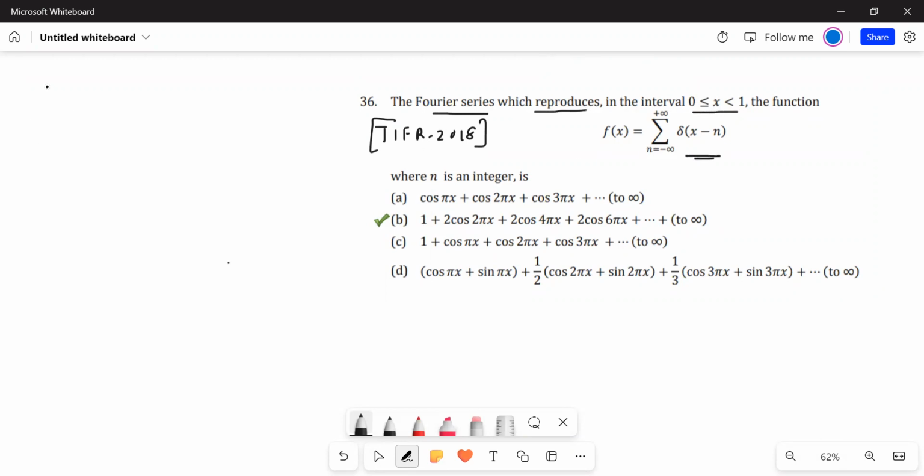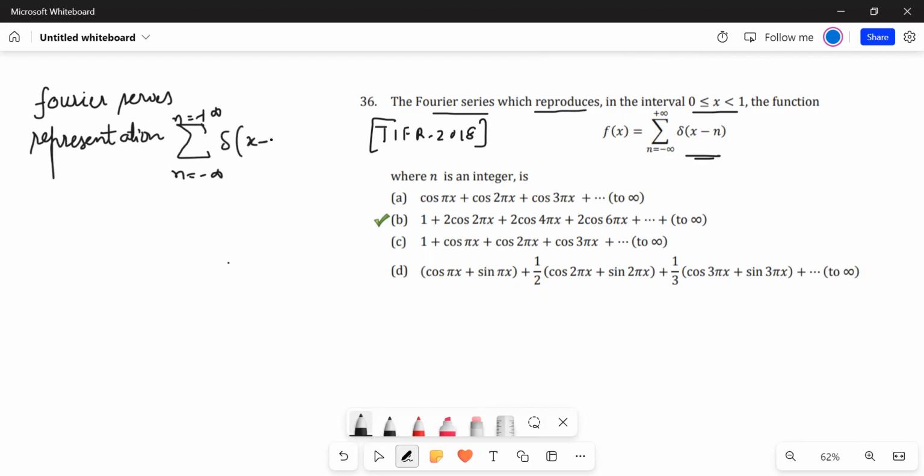So basically what is it requiring? It is requiring a Fourier series representation. It requires us to write a Fourier series representation of this particular function, that is the sum from n equals minus infinity to plus infinity of Dirac delta of x minus n. Okay. Now you see this particular function is referred to in the literature as the Dirac Comb. And why it is referred to as the Dirac Comb, you will come to see here.